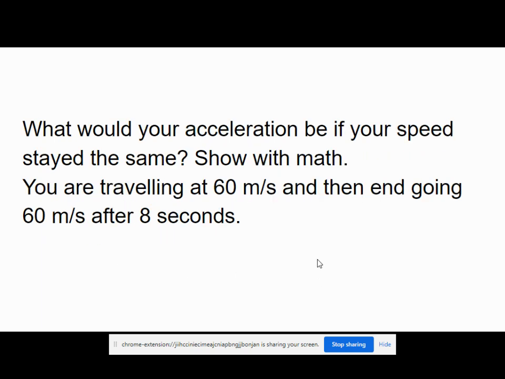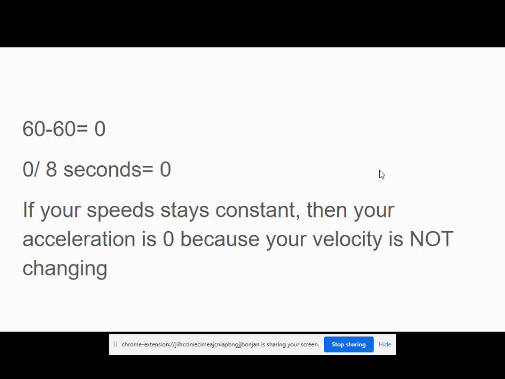Now, last example. What would your acceleration be if your speed stayed the same? So you are traveling at 60 meters per second, and at the end, you're still going 60 meters per second after 8 seconds. All this means is we take our final minus our initial, which gives us 0. And 0 divided by 8 is still 0. So there is no acceleration in this case.